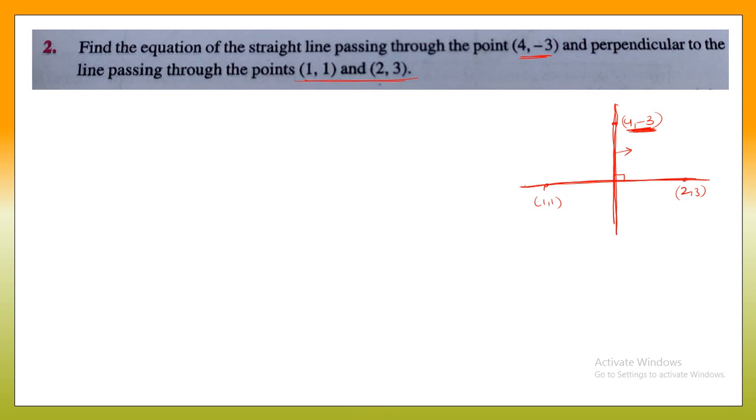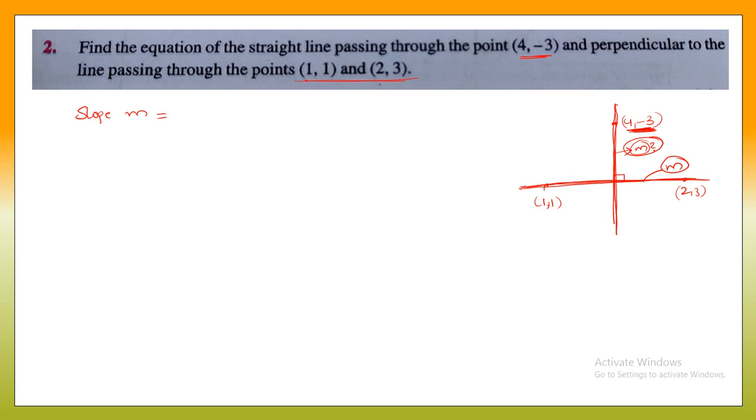But here I don't have anything, but there is one connection that is given. This line is perpendicular to this line. That means if I can find the slope of this line, then I can directly find the slope of this particular line, right?